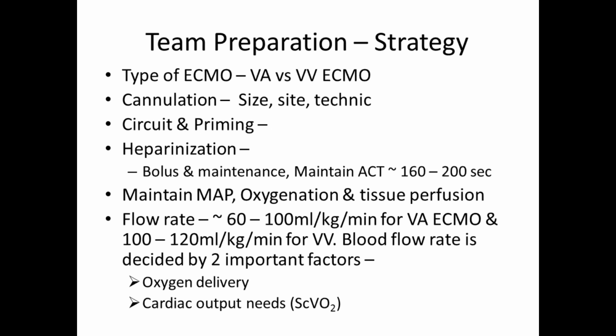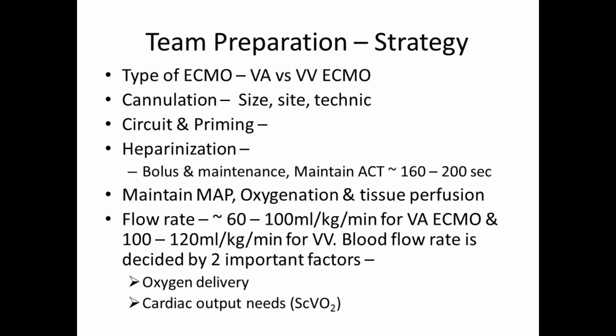Strategy: you should decide the type of ECMO, the size of the cannula, circuit timing, what we are going to use, and how much heparin we are going to use. What ACT level are you going to accept, whether 160 to 180 or 180 to 200? It depends on whether the patient is post-traumatic, has a bleeding tendency, or is surgical with some bleeding. You might even bring the ACT down to 140 to 160. So that depends on a case-to-case basis.